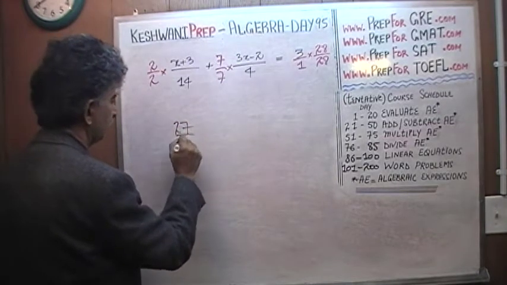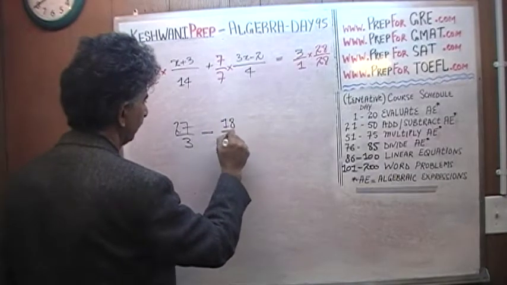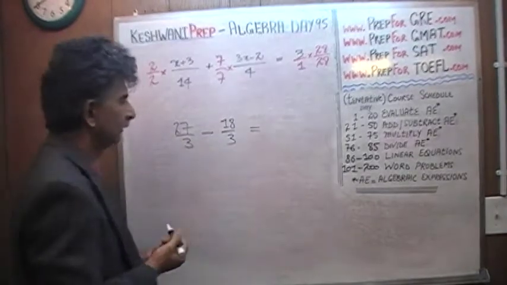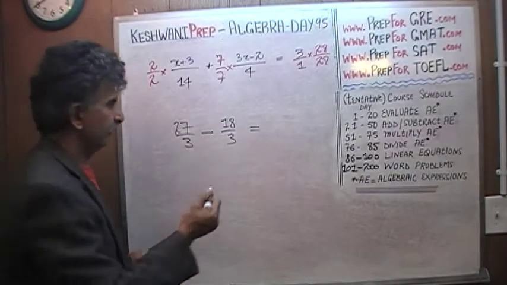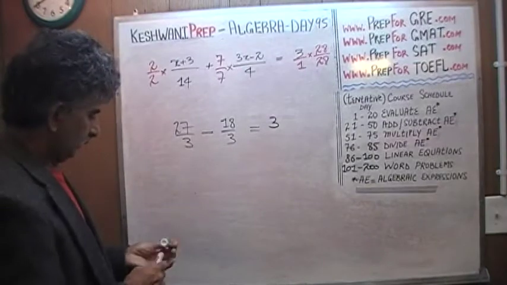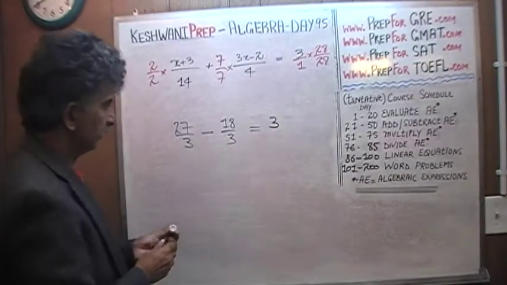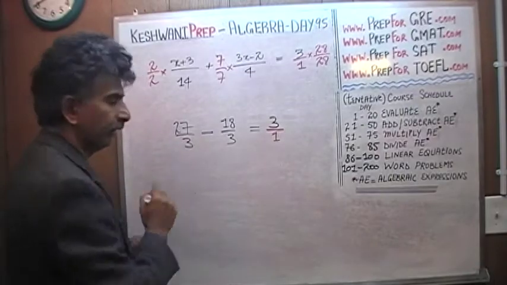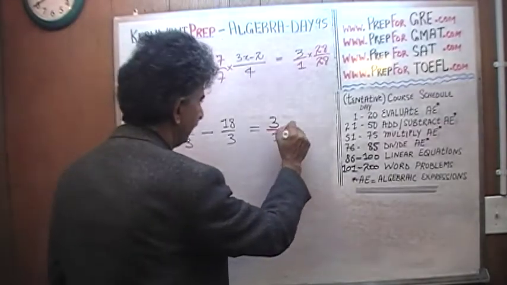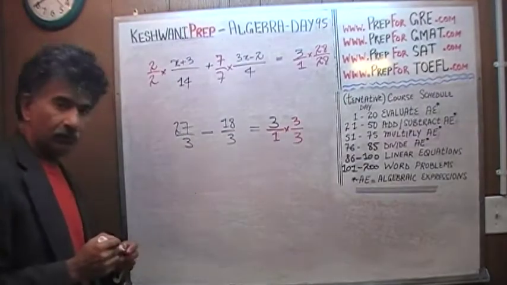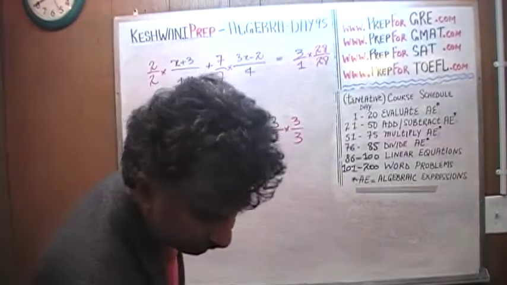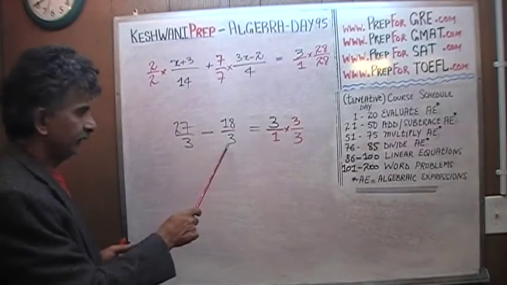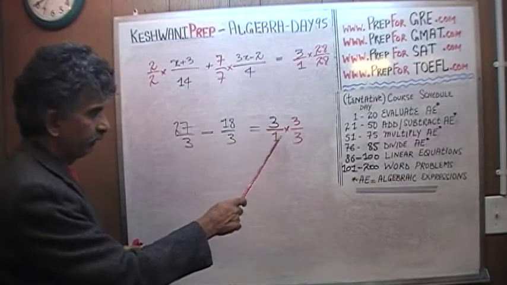For example, 27 over 3 minus 18 over 3 equals 3. Well, 27 over 3 is 9, 18 over 3 is 6, 9 minus 6 is 3. This guy has a denominator of 3, this guy has a denominator of 3, but this guy as it stands has a denominator of 1. How do we make this the same denominator as this guy's? Well, we want a denominator of 3 here, so multiply the top and the bottom by 3. Voila. Now every single term has a denominator of 3, and on this side we have a denominator of 3, 1 times 3 is 3.